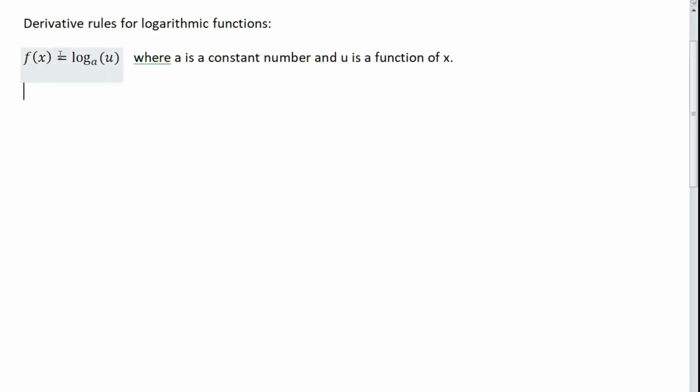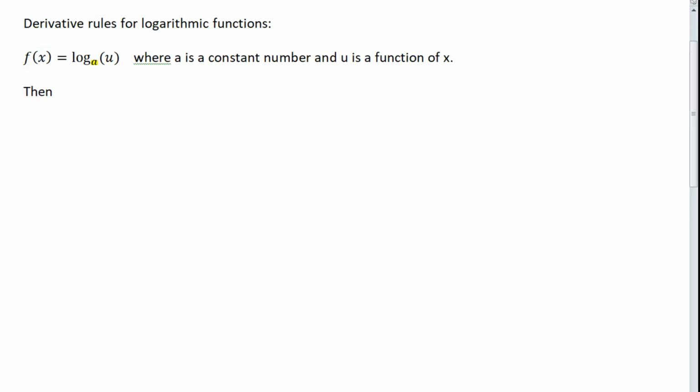Let us start with a function f of x that is equal to the log base a of u, where a is a constant number and u is a function of x. So a is not any constant number, because here you can only have positive numbers that are not 1 or 0. And u is also a function of x, where x is our variable of interest.